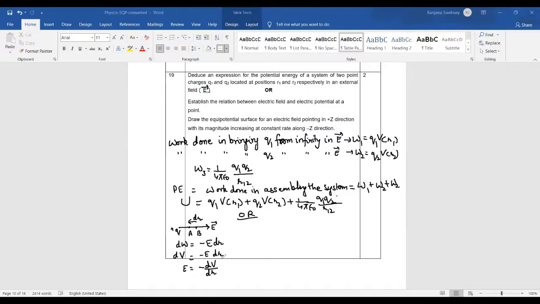Draw the equipotential surface for an electric field pointing in plus Z direction with its magnitude increasing at a constant rate along minus Z direction. Let this be the Z axis. This is the origin, so this will be the minus Z axis. Now here we have to draw one equipotential surface. So the equipotential surface will be a plane perpendicular to this Z axis. That is, this plane is representing the equipotential surface.